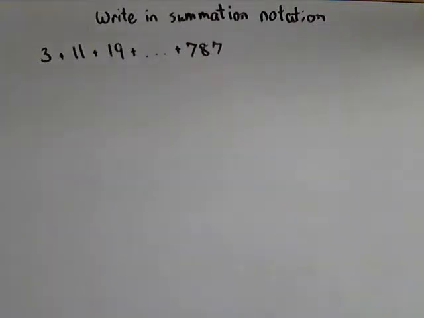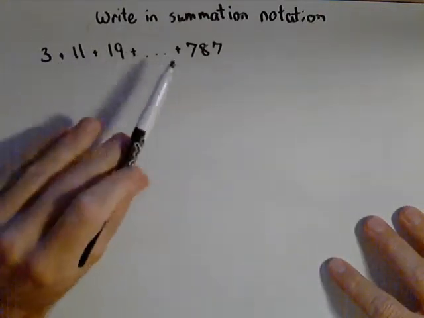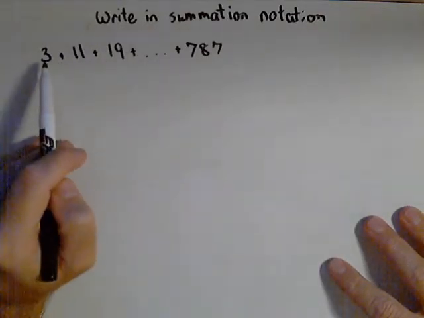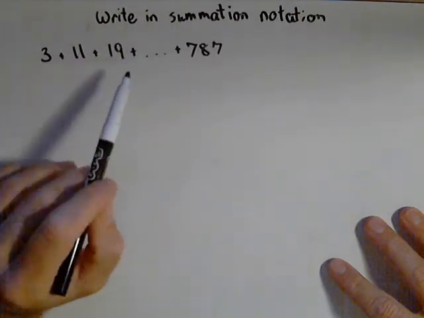In this video, we're going to talk about writing a series in summation notation. We'll look at a couple examples. So the first one I'm going to start with is this series here. So 3 plus 11 plus 19 plus so on and so forth up to 787.